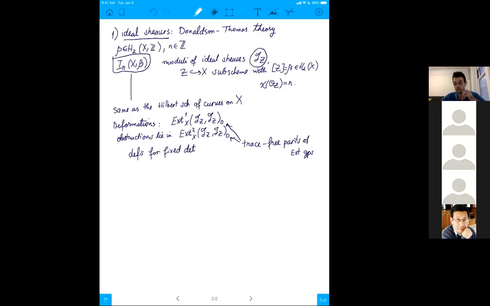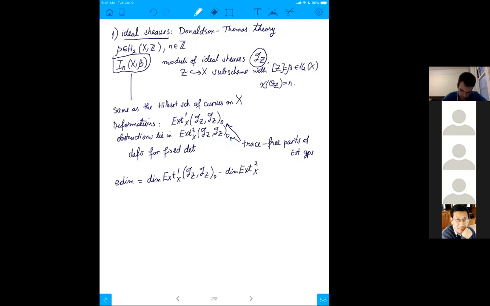And actually, the trace-free parts of X0 and X3 will be trivial. And this is where it is important that we use ideal sheaf and not structure sheaves. And let's compute the expected dimension. So the expected dimension will be the difference between the dimension of X1 and the dimension of X2.